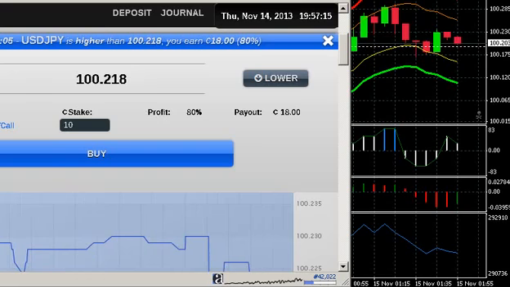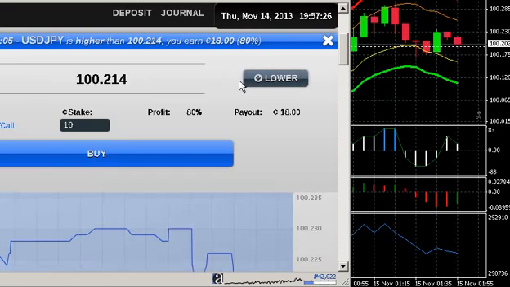Basically, you've got a higher trade, a lower trade. Because of the way I got my screen set up, you probably can't see that other arrow on the other side for higher. I'm trying to get this chart here on the screen at the same time.